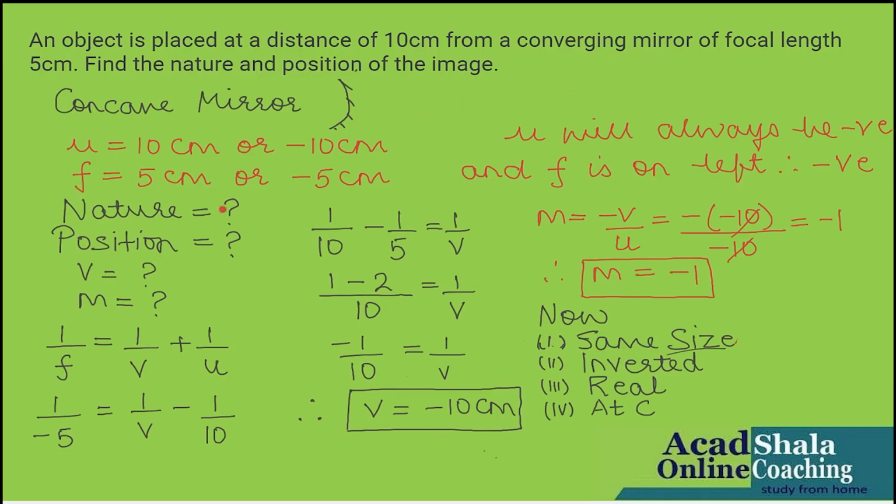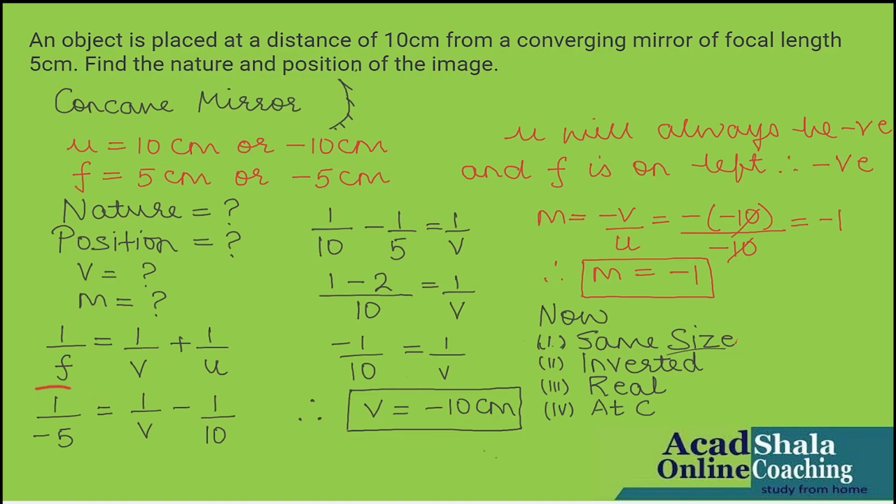Now we have to find out the nature and the position according to the demand in the numerical. That is, they are trying to tell us indirectly that we have to find out the magnification. Now students, we know the formula. According to the sign conventions, everything we know, and we know the formula also. The formula says 1 upon f is equal to 1 upon v plus 1 upon u.